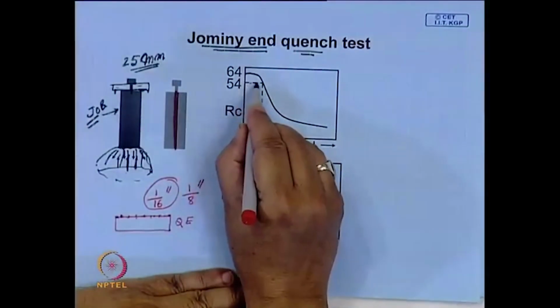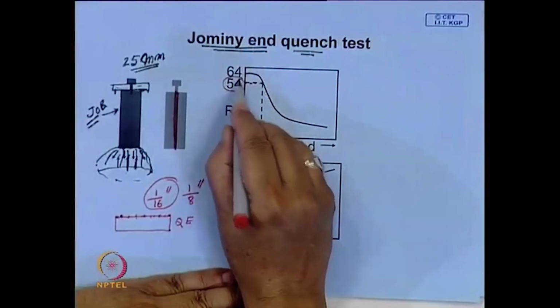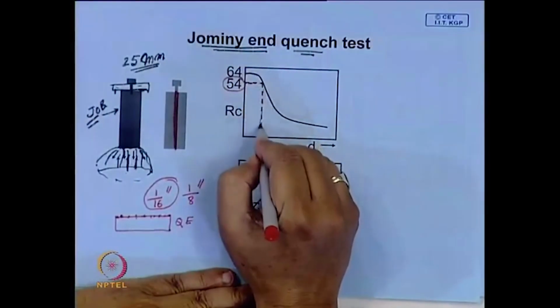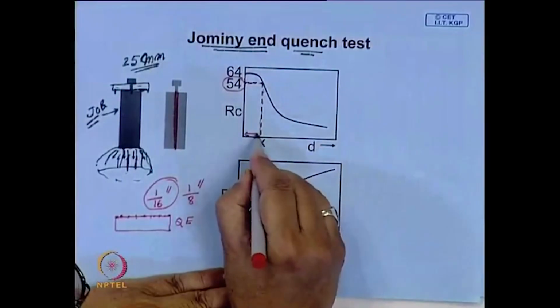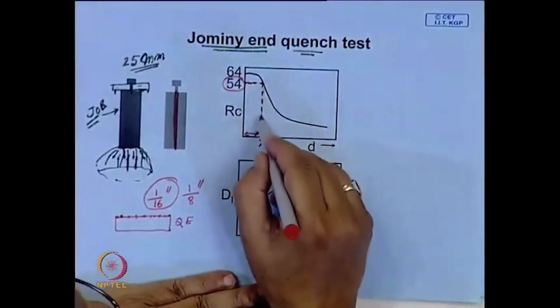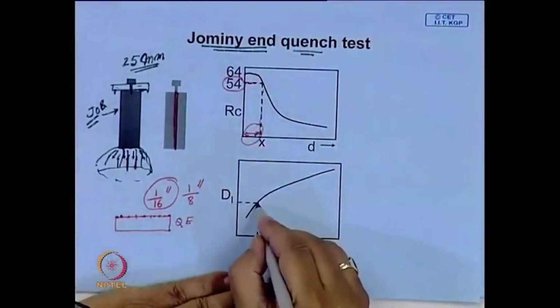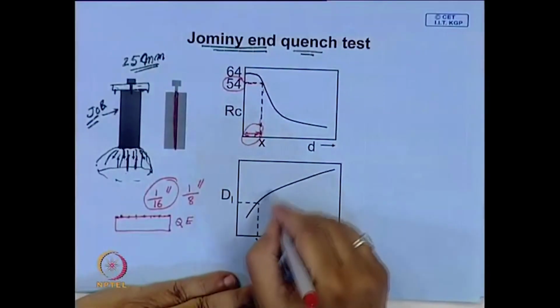Then you look at that place where you get hardness 54. Then you can say this is the depth of hardness in a Jominy end quench test, and once you get this, there are now experimentally determined conversion charts which are available.